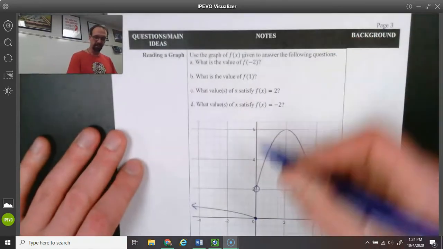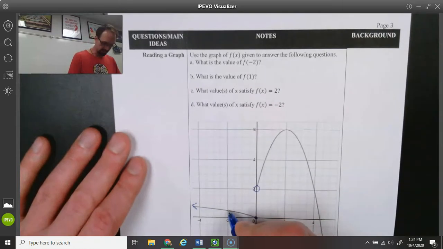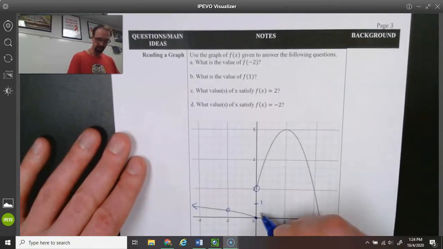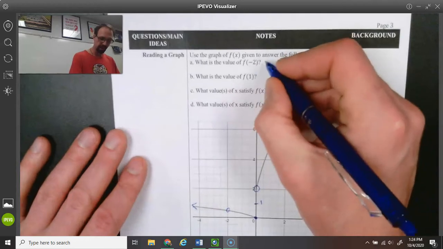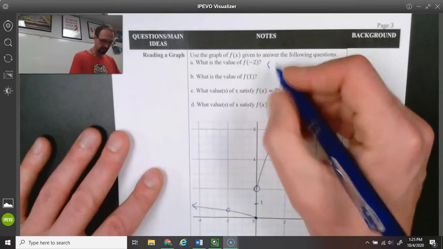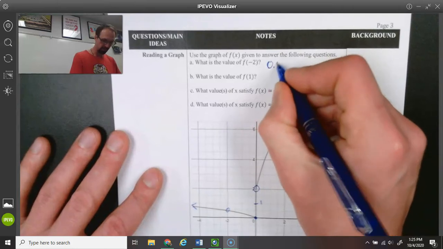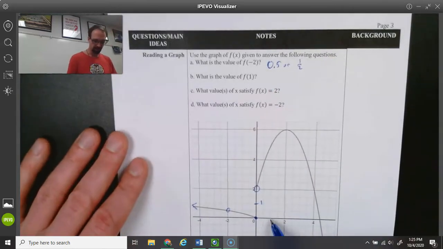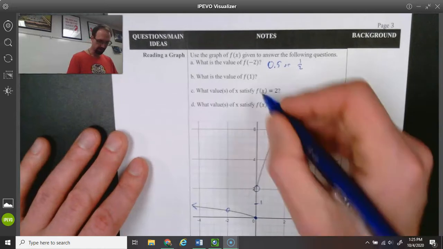So that means I look at this graph, f of negative 2, that's this part right here. Now, be careful, this is 1, this is going to be half. So when x is negative 2, the value that you get is 0.5, or 1/2. What is the value of f of 1? So again, when I plug in 1, it looks like my value is 5.